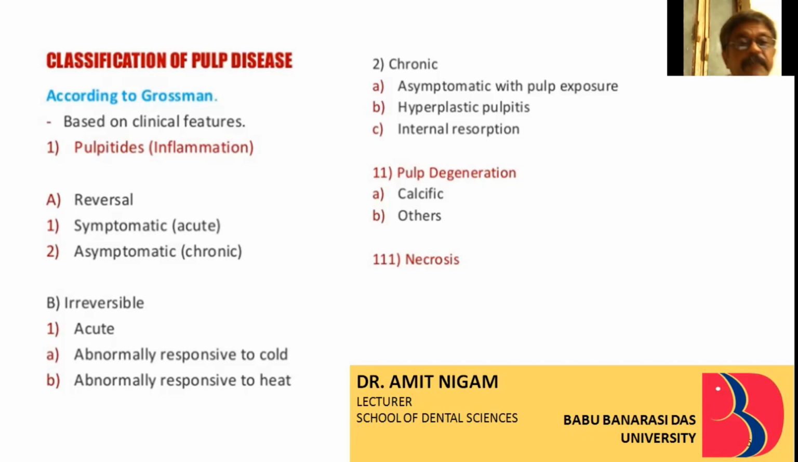Then we have chronic. In chronic we have asymptomatic with pulp exposure. Then we have hyperplastic pulpitis and internal resorption. Internal resorption is also known as pink tooth of Mummery. You could have read it in second year, no? Then we have pulp degeneration. In pulp degeneration we have calcific and others also. Then necrosis.